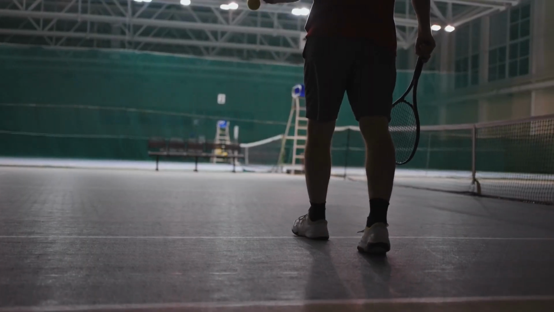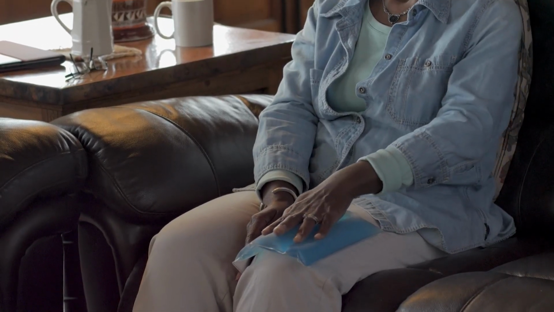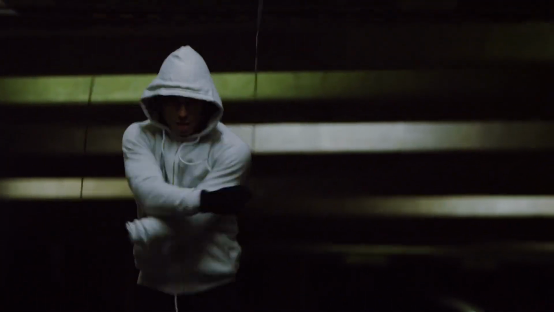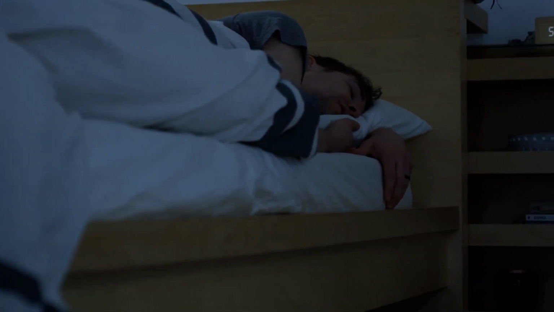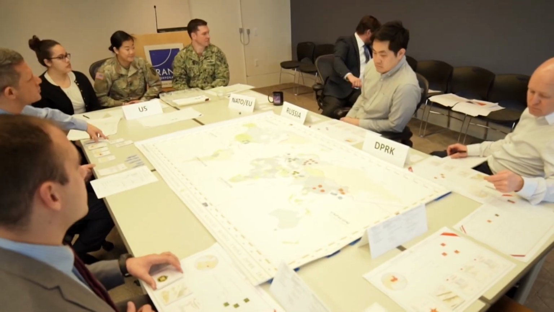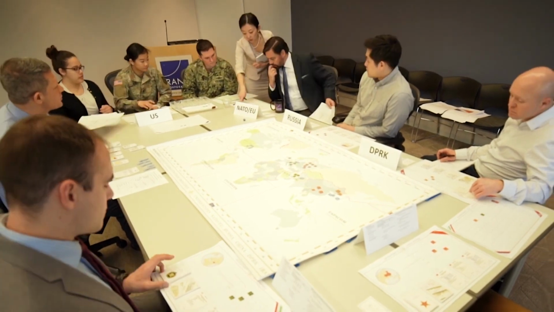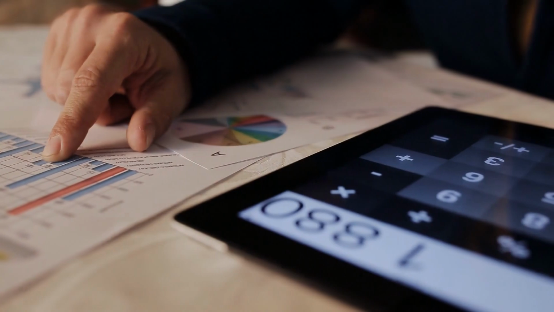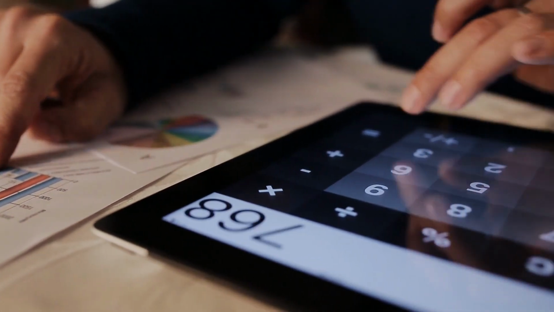Sufficient rest can also lead to improved athletic performance. Sleep is crucial for muscle recovery and repair, and studies have shown that athletes who get enough rest are more likely to perform at their best. Promoting healthy sleep habits can also have positive economic impacts. A study by Rand Corporation estimated that improving sleep habits in the US could result in a $411 billion boost to the economy over the next 20 years.